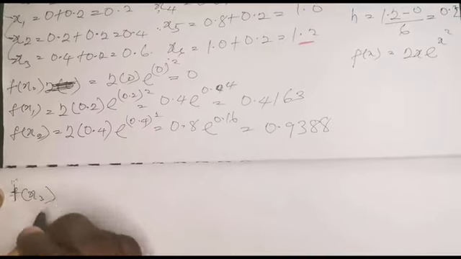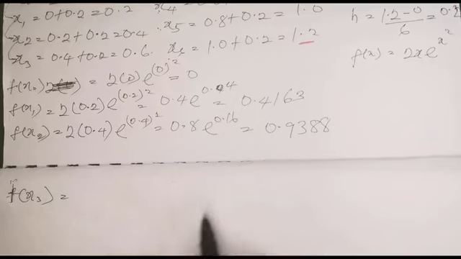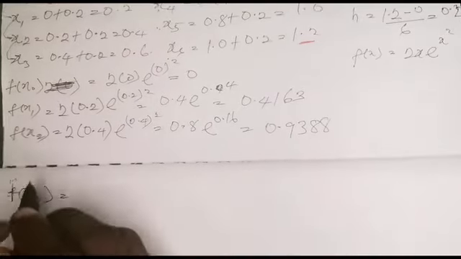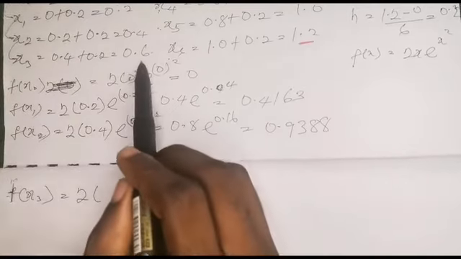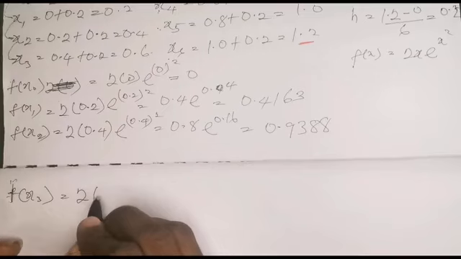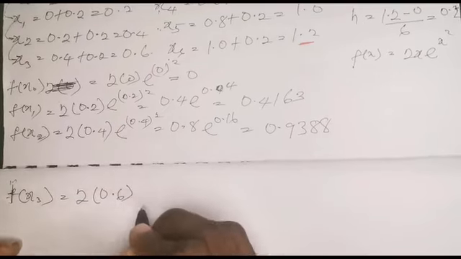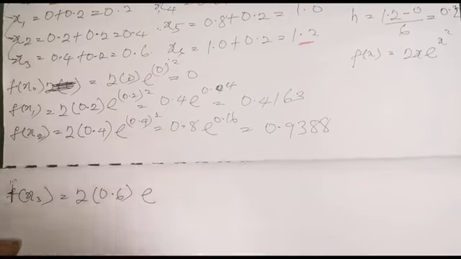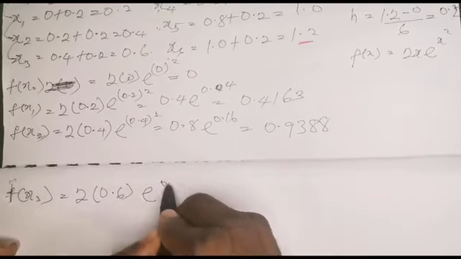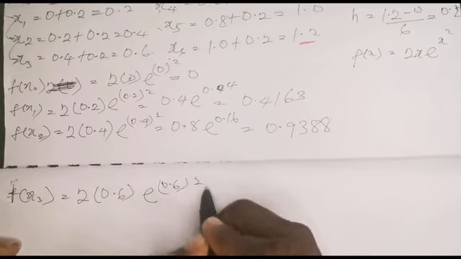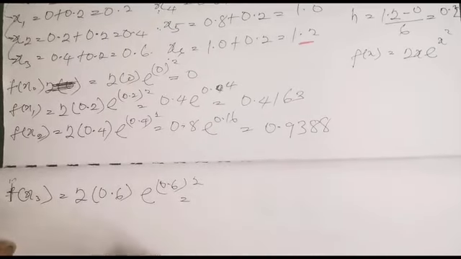Okay. Now we find f of x3. This is now going to be equal to 2 times x3. So 2 into x3 itself, which is 0.6. So that becomes 2 into 0.6 multiplied by exponential 0.6 squared, right? So you have 0.6 all squared. So this is going to be 2 times 0.6 gives us 1.2.